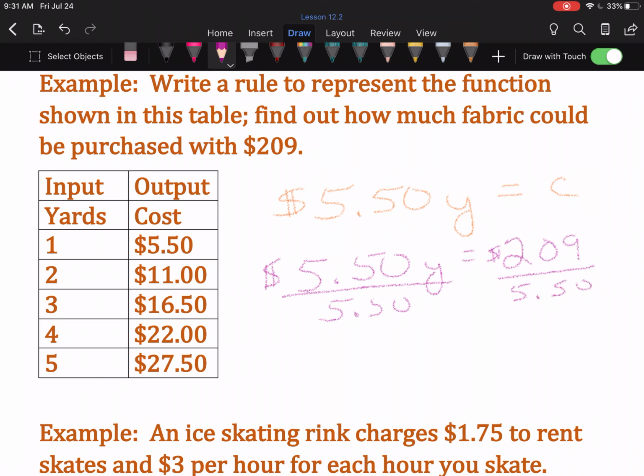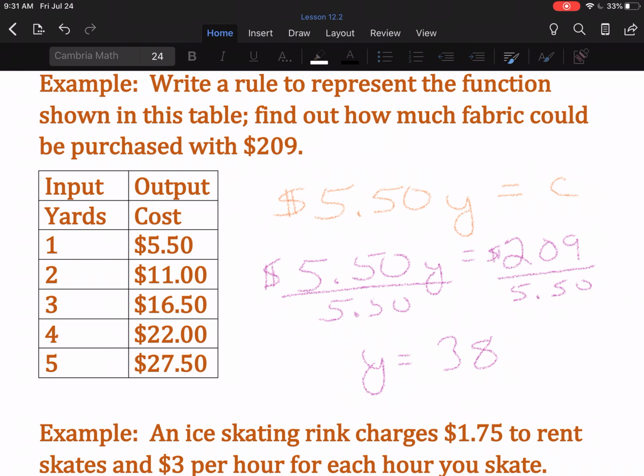Now, I apologize, you would have to do this longhand. In the interest of not taking 6 minutes to do these notes, I am going to cheat. I'm using a calculator to do 209 divided by 5.5. And y is 38. So with $209, you could purchase 38 yards of fabric.